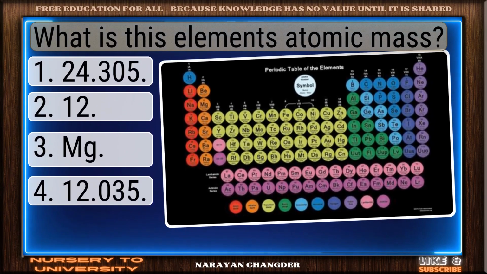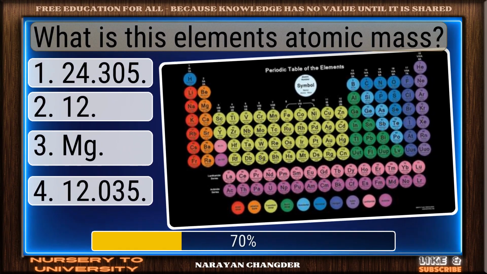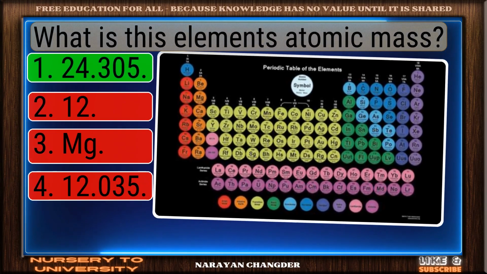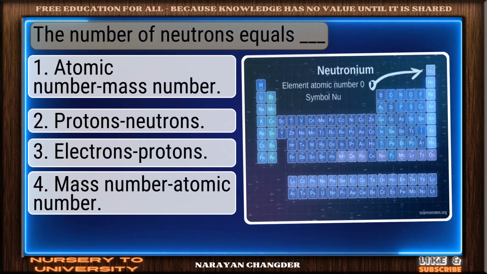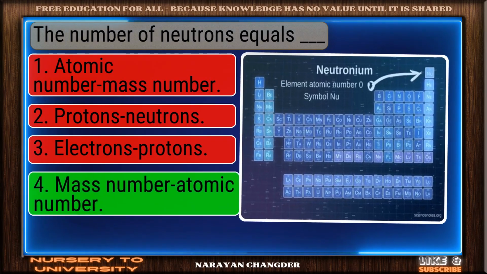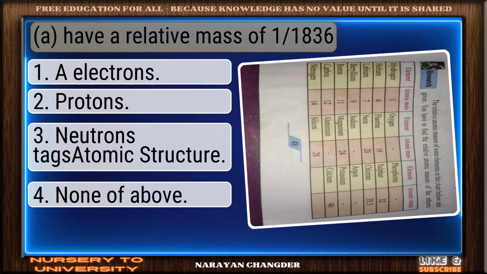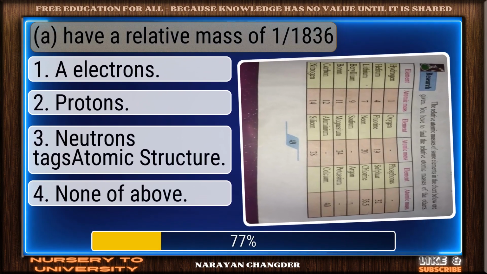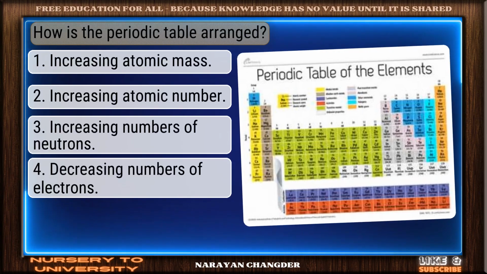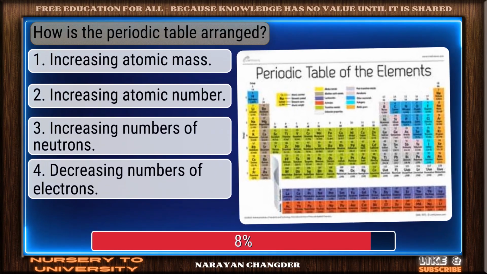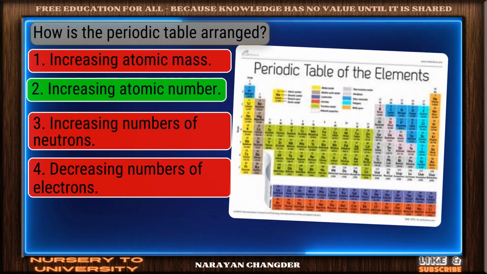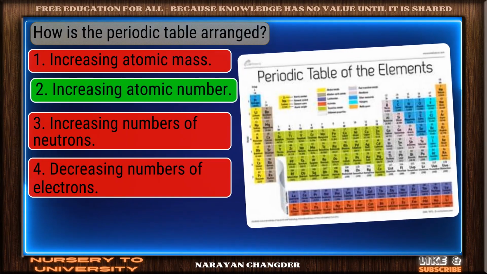What is this element's atomic mass? You got it. Your choice 24.305 is right. The number of neutrons equals dash. Exactly. Mass number minus atomic number makes sense. Have a relative mass of 1/1836. Solid response. Electrons is a valid choice. How is the periodic table arranged? Right choice. Increasing atomic number is the best answer.